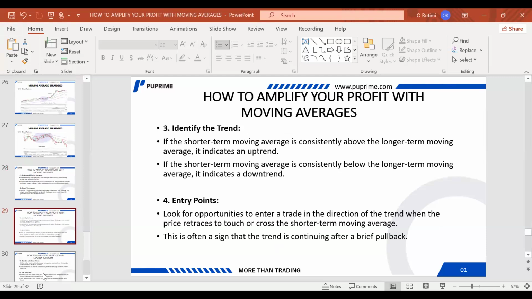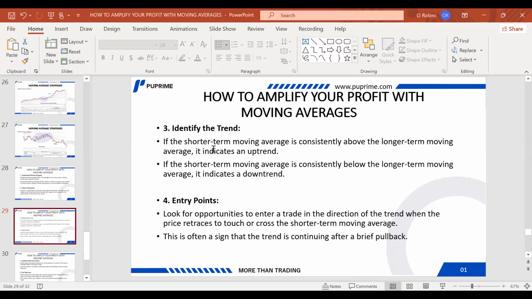Then next is we need to identify the trend. Identify the trend. This is very, very important. We always say that in trading, the trend is always your friend. The trend is your friend until it bends. So you must identify the trend.